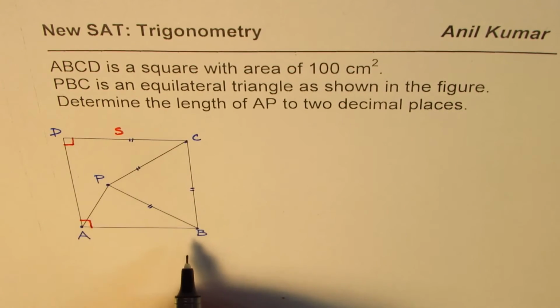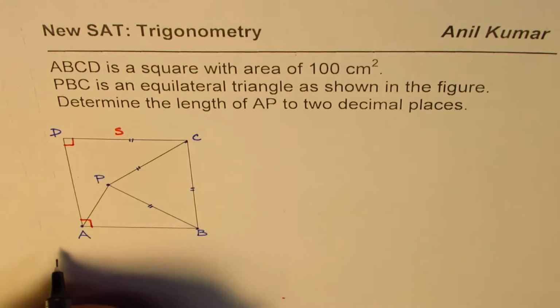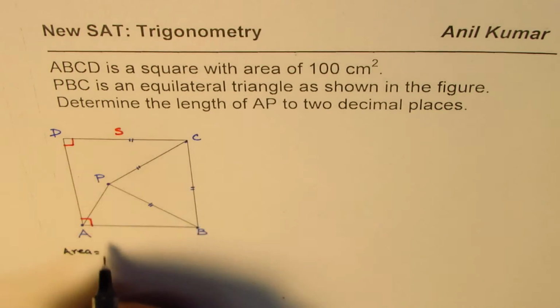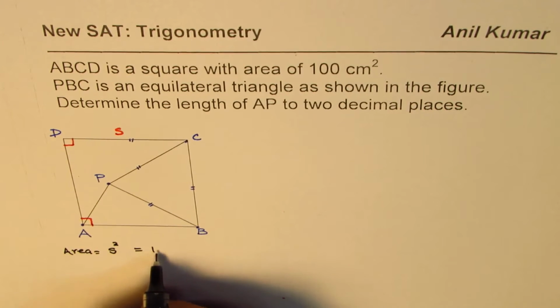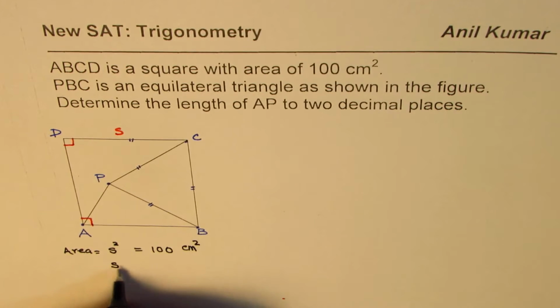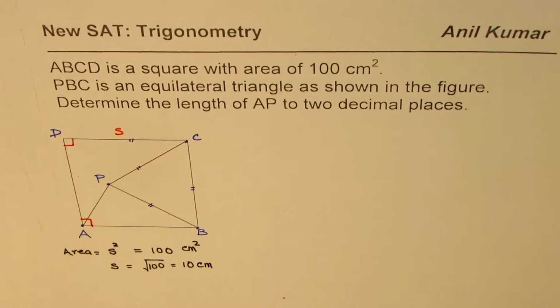Now in this particular question, we are given area of the square as 100 centimeters square. So area, which is side square, square of each side, side times side, is 100 centimeters square. So therefore, the side should be equal to square root of 100, which is 10, and is in centimeters, correct? So that gives you the length of each side. So all these sides are 10 centimeter long.